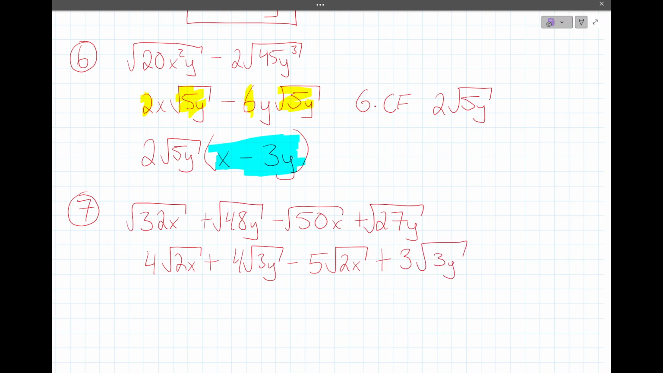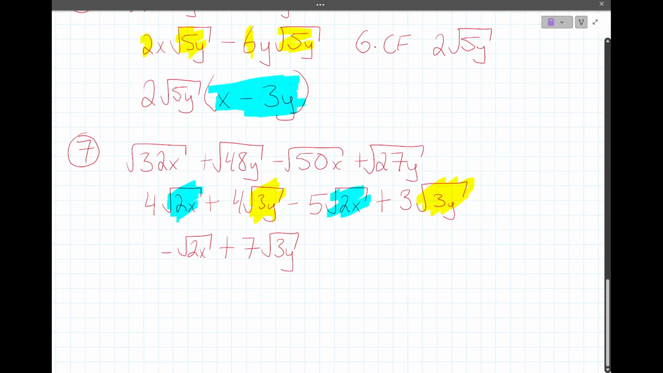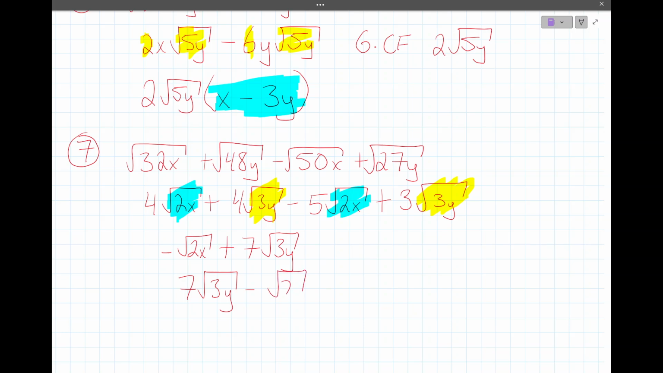And so we're just going to collect the 2x's, and we're going to collect the 3y's, right? Because these are different common factors. So the 2x's, I have 4 minus 5, so I have negative root 2x. And I have 4 plus 3, so that I have 7 root 3y. I don't like having a negative go first. I never do. So I'm just going to rewrite it as 7 root 3y minus root 2x. Wonderful. Love to see it.